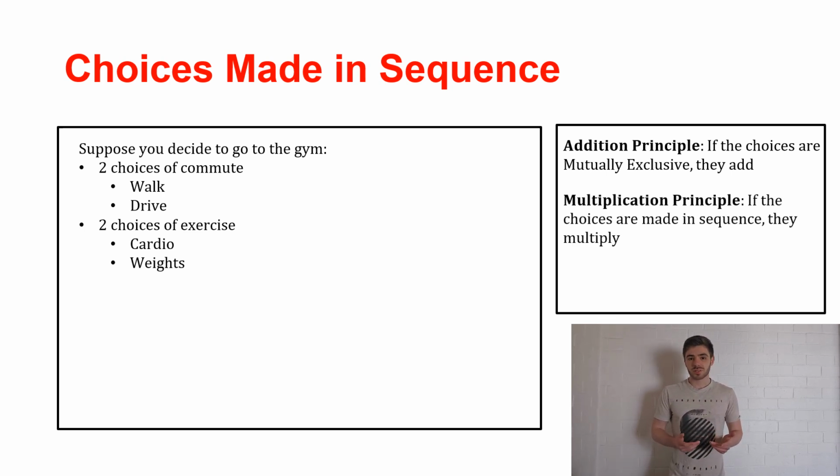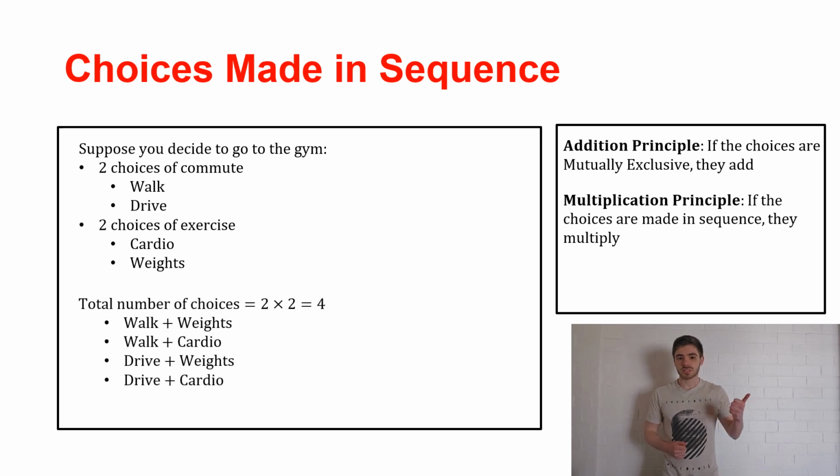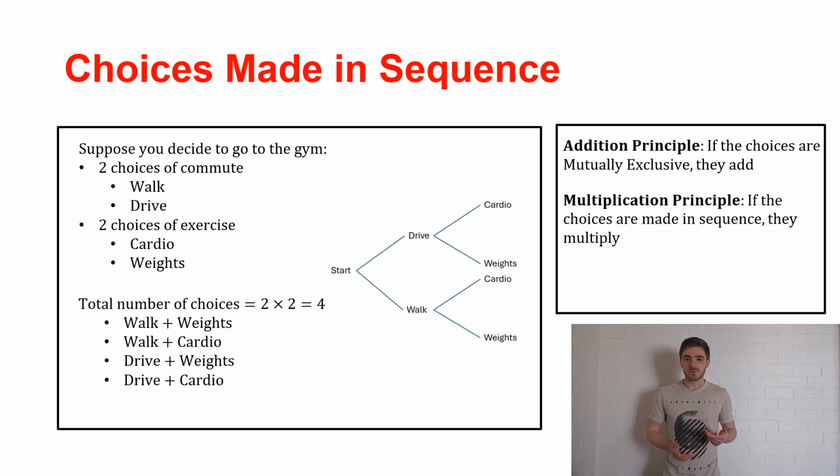The total number of choices for this given scenario is calculated by multiplying the number of choices in the first stage by the number of choices in the second stage. So we had 2 options for commute in the first stage, and we had 2 options for exercise in the second stage. 2 by 2 gives you 4. A tree diagram can also be helpful for visualizing this, but it's only really useful for the smaller types of experiments. As soon as the number of choices in each stage increases, it becomes very impractical very quickly.